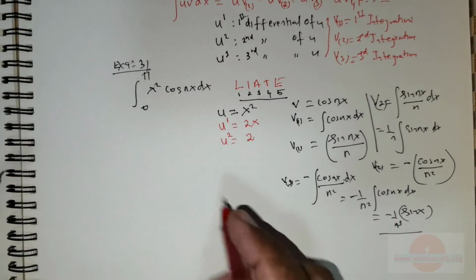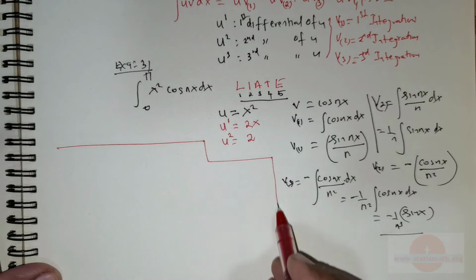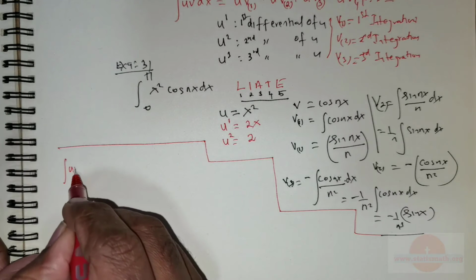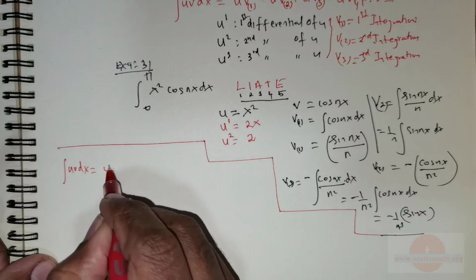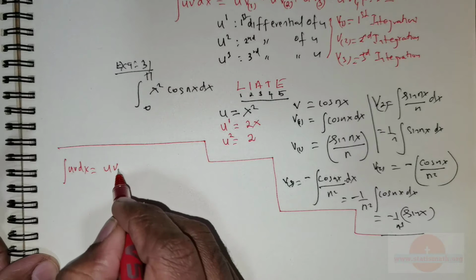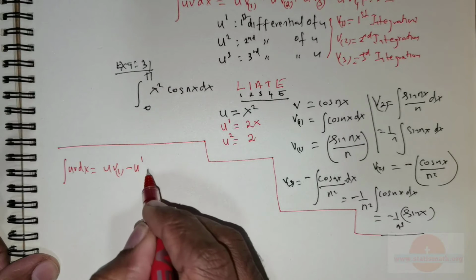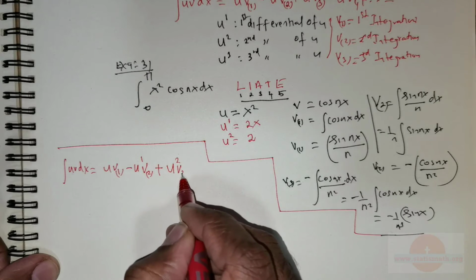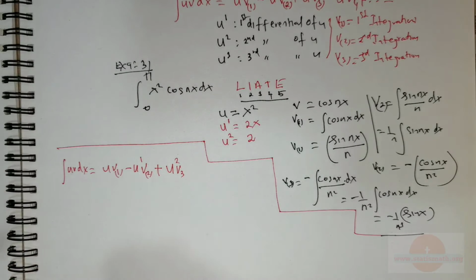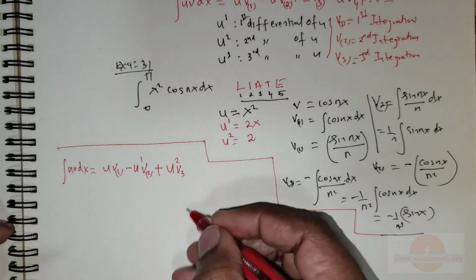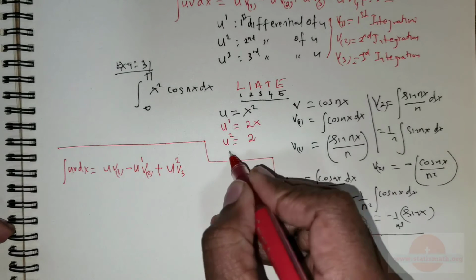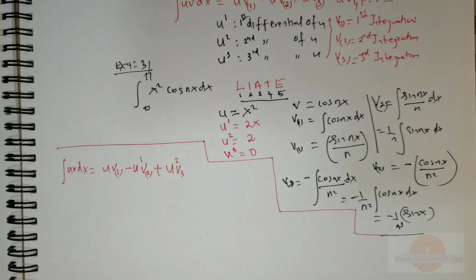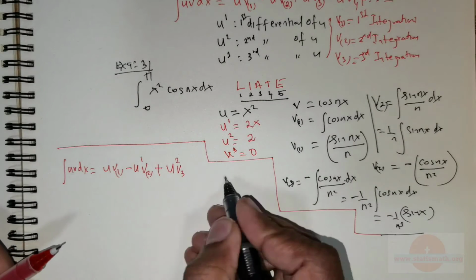Now let us write down the formula. According to the formula, integral of uv dx is going to be u v1 negative u1 v2 positive u2 v3. I don't need to go further. The reason I don't need to go further is because my u2 is 2. If I were to take my u3, it will become 0. So there's no point in going for the other terms.